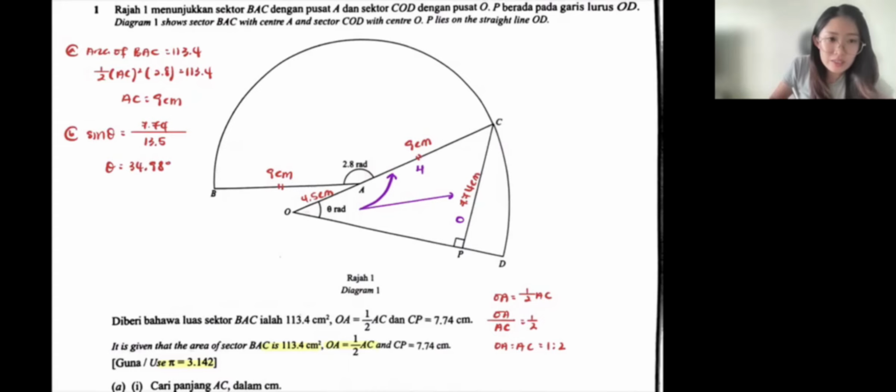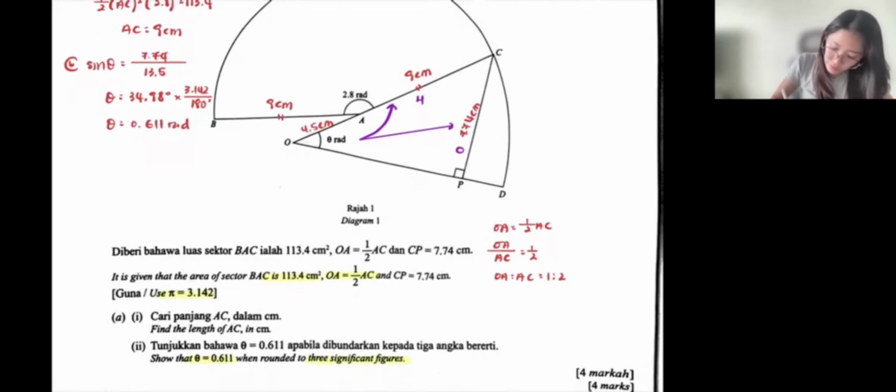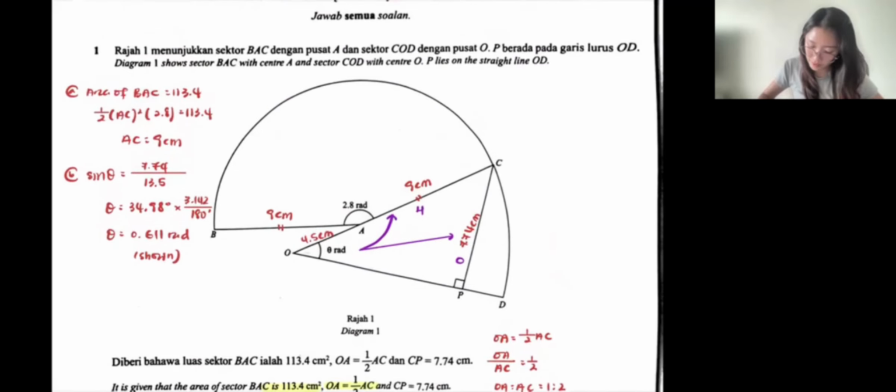You'll be getting 34.98 degrees here. But they want it in radian, so multiply by 3.142 divided by 180. You can still write pi, but in your calculator you have to enter 3.142. So 34.98 times 3.142 divided by 180 gives 0.611, exactly the same as what they gave you. So you can write shown in the answer space.